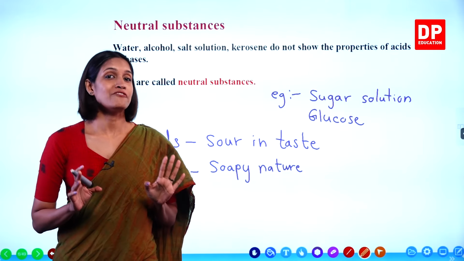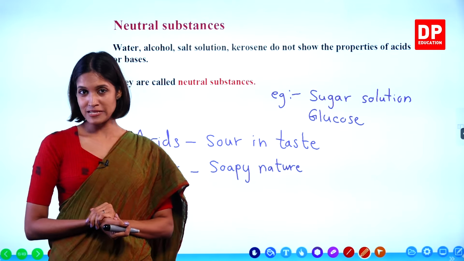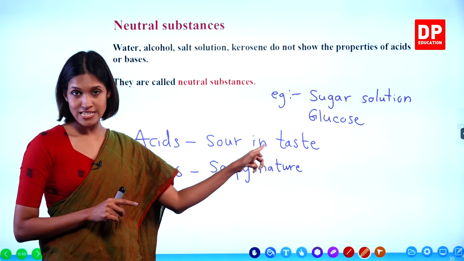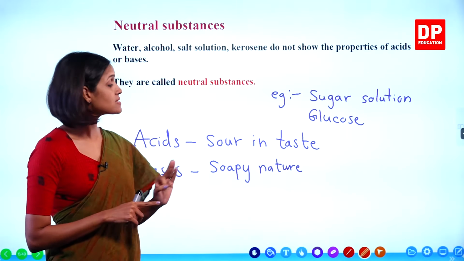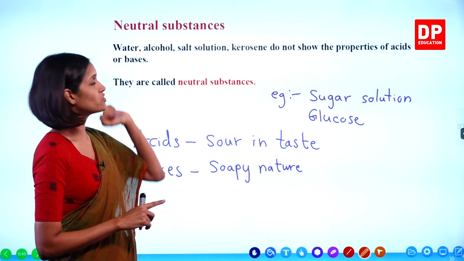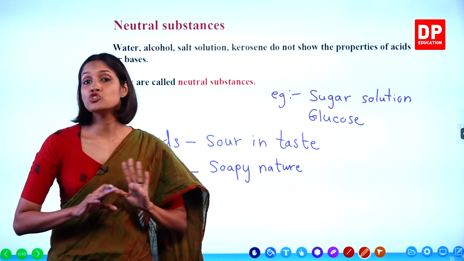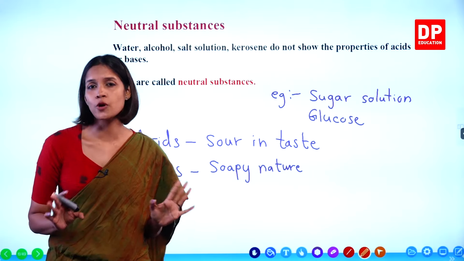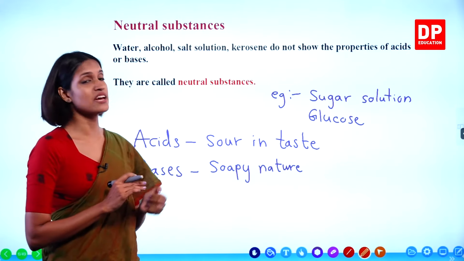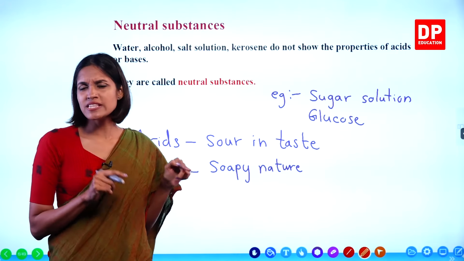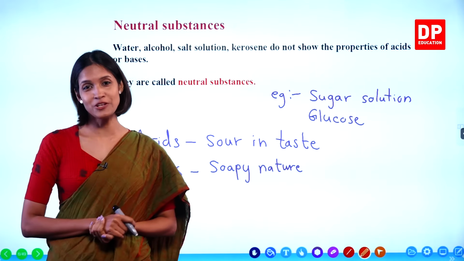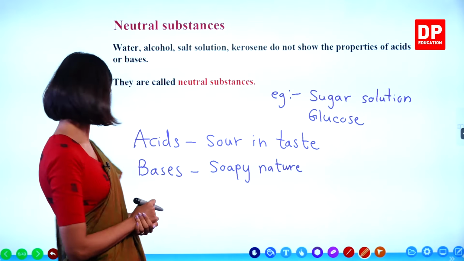Okay, so far we know there are three different types of chemical substances. Acidic substances, which means the substances that are sour in taste. Number two, basic substances. The substances with a soapy nature are known as basic substances. And the neutral substances, the substances that do not show any acidic or basic properties. So, is there a method to identify these acids, bases and neutral substances? Shall we go and see that we are going to do an activity in order to find out these acids, bases and neutral substances? We will go to that now.